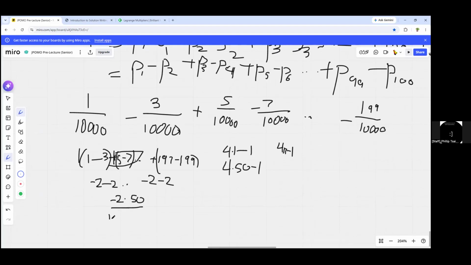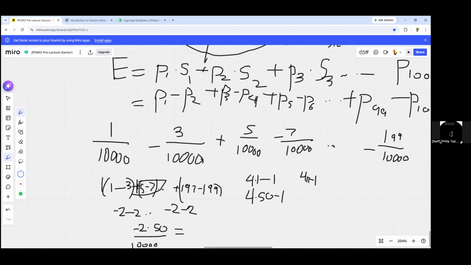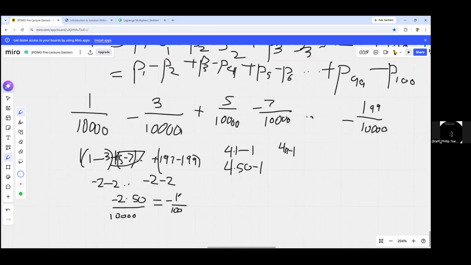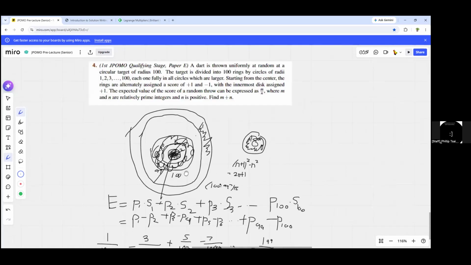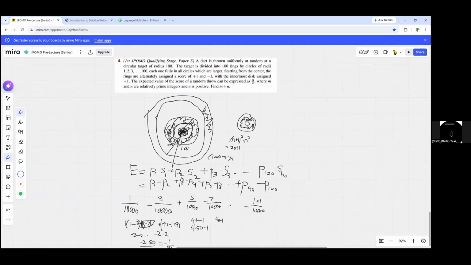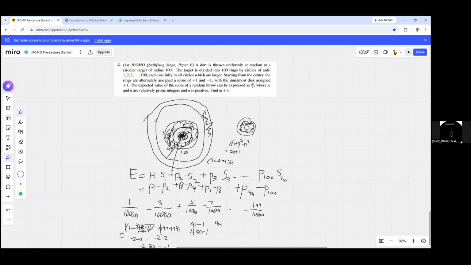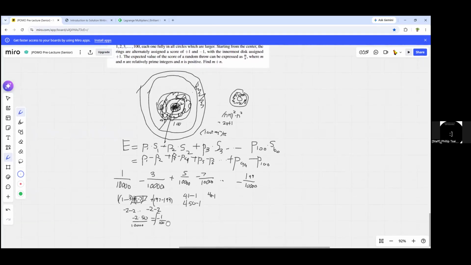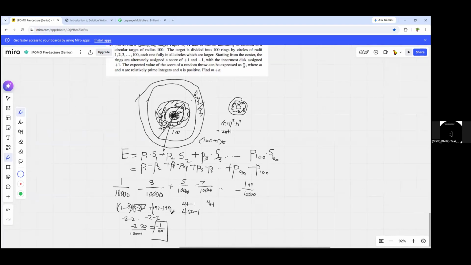We still have the denominator of 10,000, and then we have an expected value, sorry, of negative 1 over 100. Notice that expected values can be negative if you're basically inherently losing from throwing a dart. So our expected value is negative 1 over 10,000. I'm sorry, negative 1 over 100.